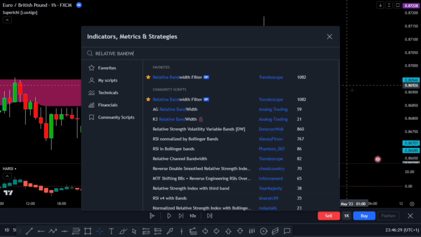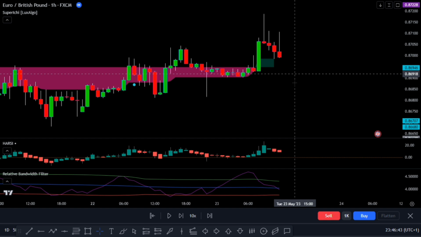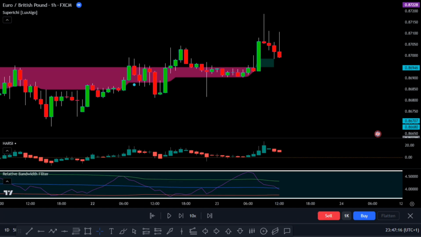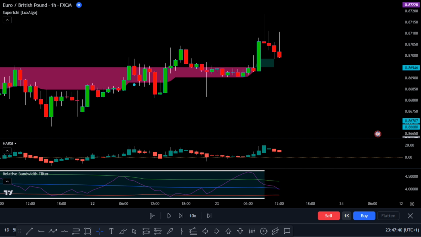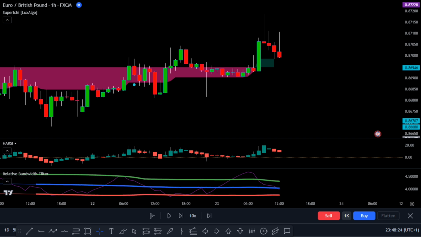Alright, let's take our trading game to the next level by adding the relative bandwidth filter to our chart. This cool tool, courtesy of TradingScope, helps us figure out the volatility in the market, which is crucial for making smart trading decisions. Here's how it works. The script compares two things: the bandwidth of a longer time frame and the average true range of a shorter time frame. These measurements help us determine whether the market's volatility is high or low.